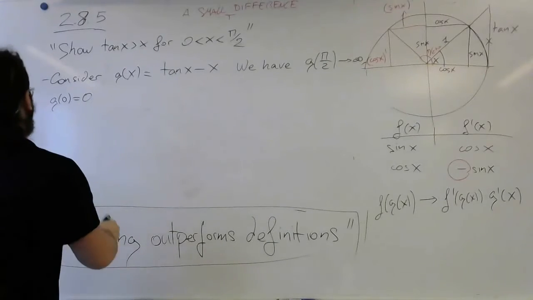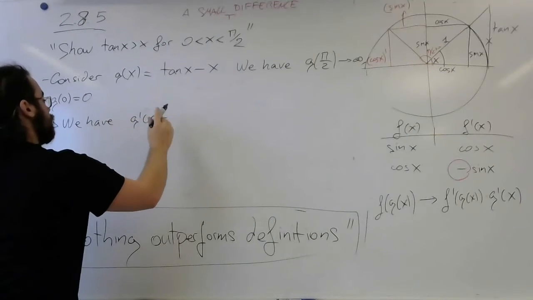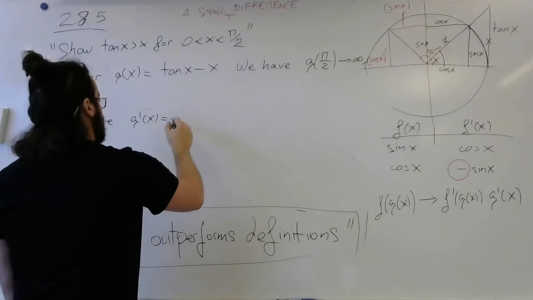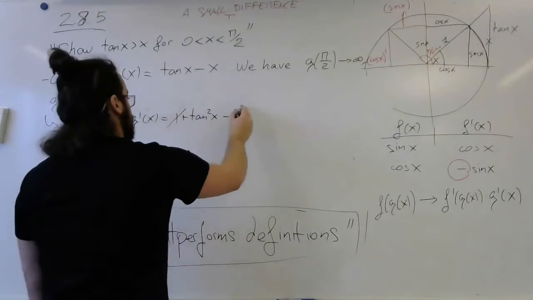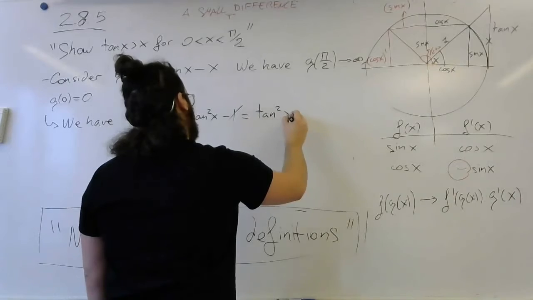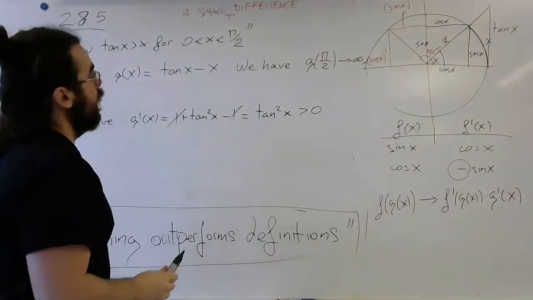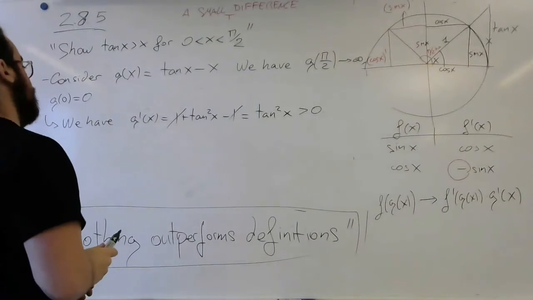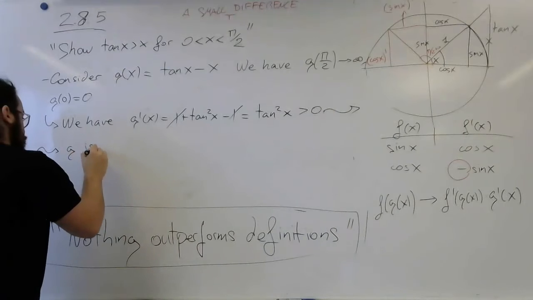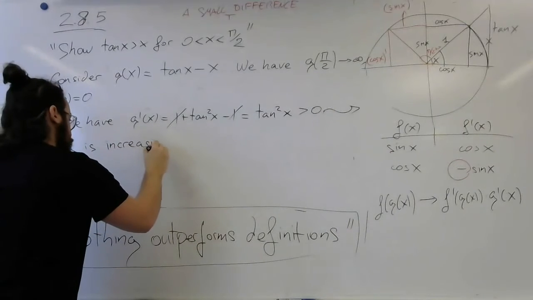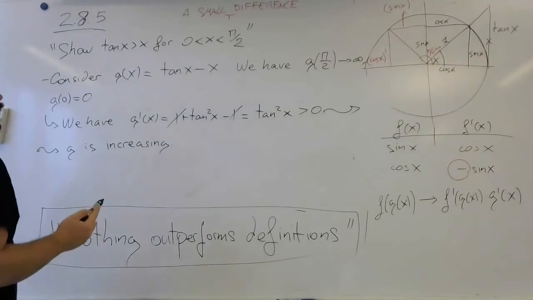Now, let's do more things. Let's, I don't know, derivate this. This is, I'm going to use the other notation, 1 plus tangent squared of x minus 1. This boy cancels this one out, so we have tangent squared of x, which is greater than 0 in all of our interval, right? Right. This means g is increasing. Monotonous, increasing, to be precise.